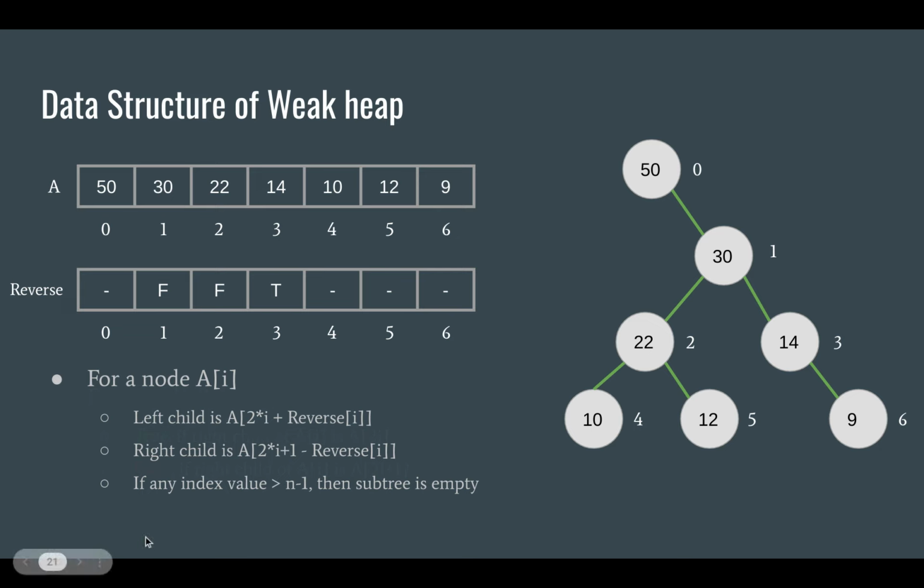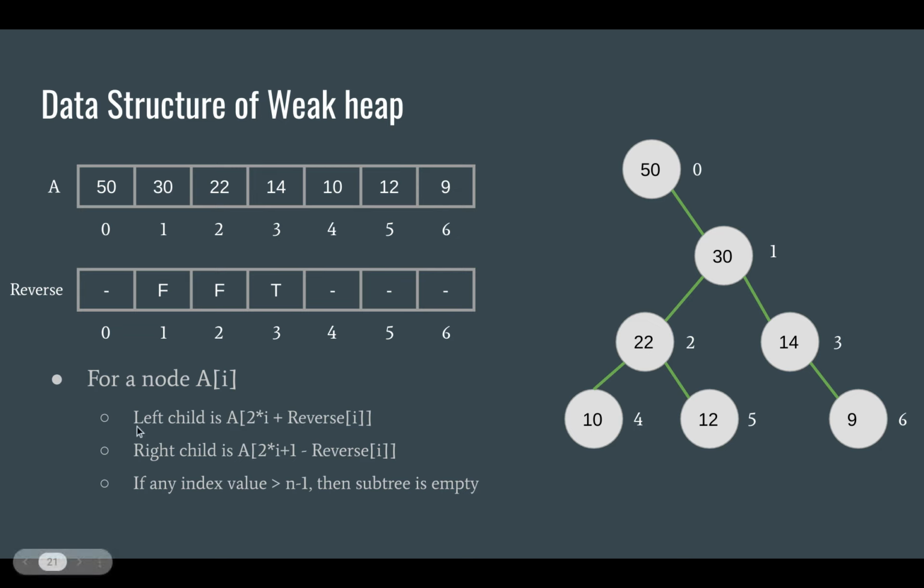So by doing this, we just updated the previous rule of finding the left child and the right child. Here, for every A of I, for the left child, we will use this rule where reverse of I, for example, if the reverse of I returns false, then this value will be 0, and if it returns true, then this value will be 1.